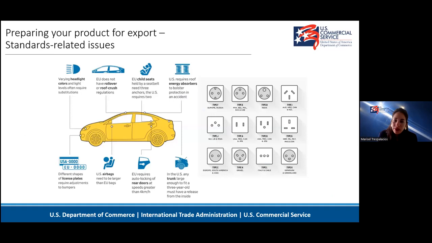And this is just an example of visual. We're all familiar with the different outlets that are around the world for electrical equipment. So you might have to modify that based on laws of the specific market and adjust that.